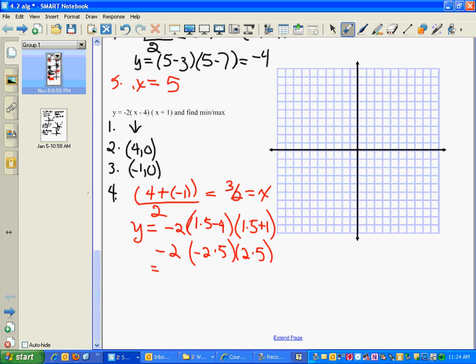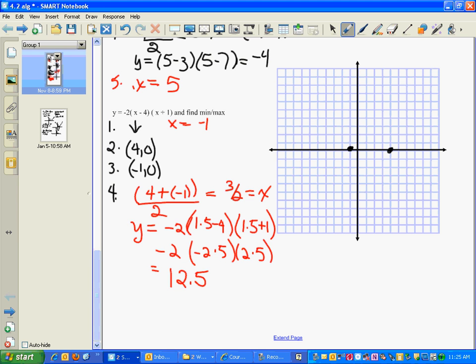I don't know. 12.5? Someone do it. All right, Caitlin, do it for me. What's 2 times 2.5 times 2.5? Yeah, 12.5. Okay, so now we are at 4, 0. So you can go down 1, 2, 3, 4.